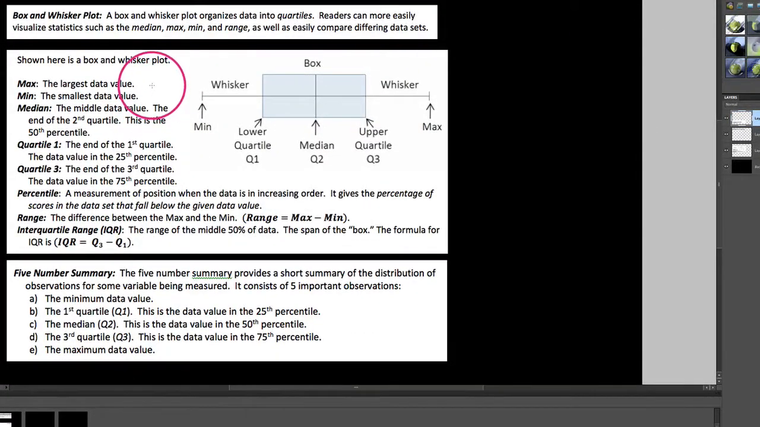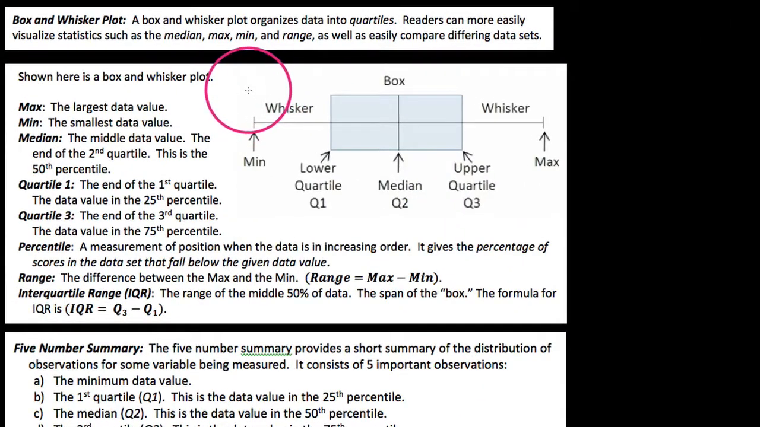Hey guys, in this video we're going to be taking a look at a really neat way of organizing and representing data that allows us to easily see things like where the median may lie and how the data is spread apart from the median. We're going to call this way of representing our data a box and whisker plot.